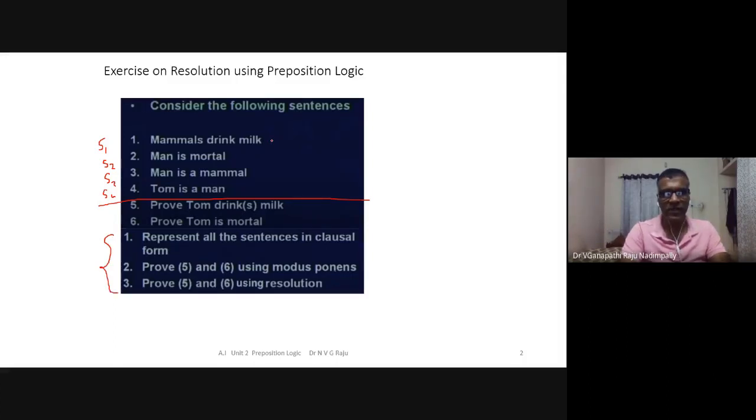What is the first statement? Mammals drink milk. Observe carefully. We have to get the inferences from these statements. The second statement is man is a mortal. The third one is man is a mammal. Now can I have any inference from statements 1 and 3? Can anyone tell me what we can infer from this?